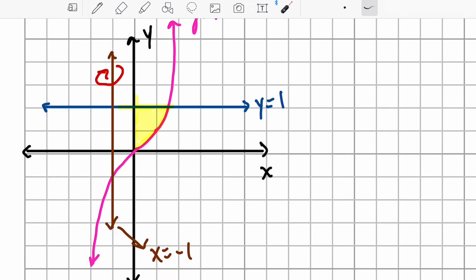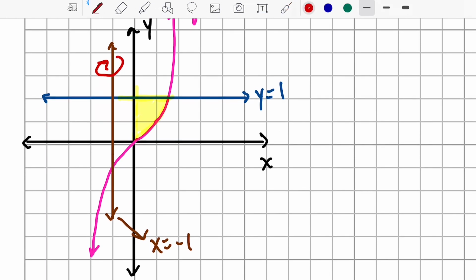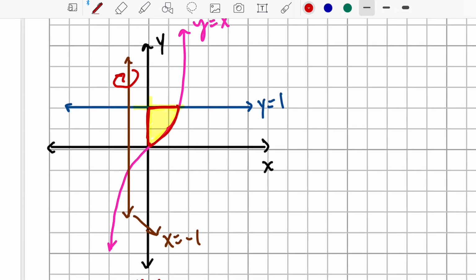And then the second function, the one that is closest to the axis of rotation, is, believe it or not, this y-axis, which is just x equals 0. So let me write it down here. X equals 0. Remember, it's bounded by x equals 0, y equals 1, and your function.